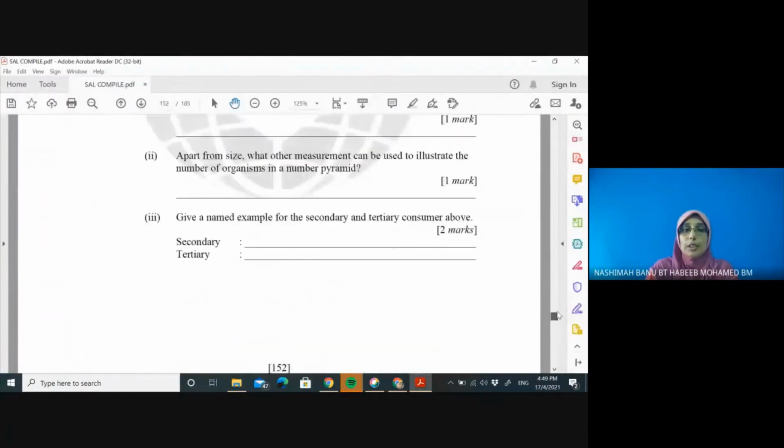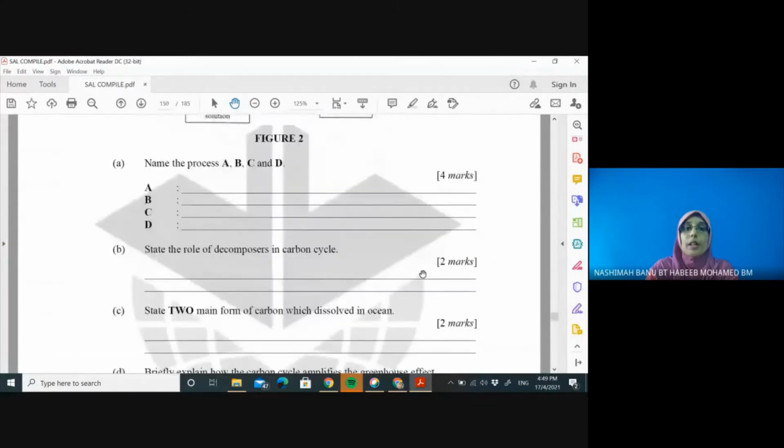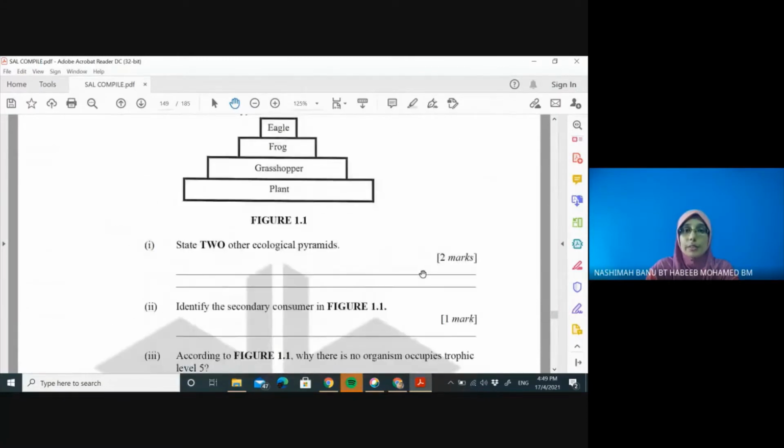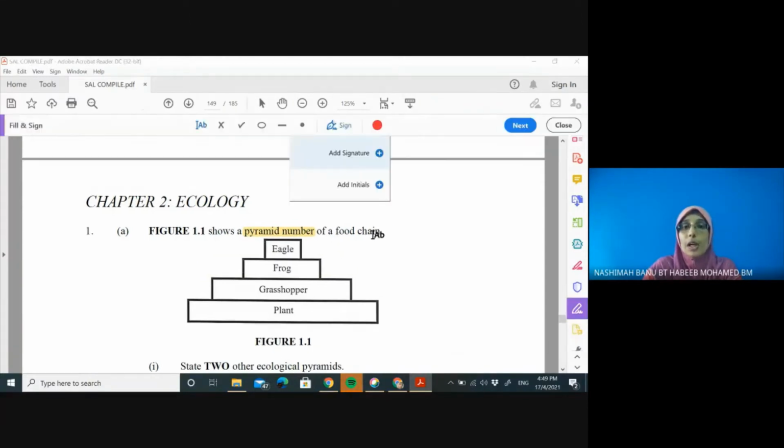Okay, so this one is your question. For the first question, let's have a look at it. Before we answer the question, make sure you understand what the question is about and what it is asking for. The first one is a pyramid of number. So what can you understand by pyramid of number? This one is based on counting.